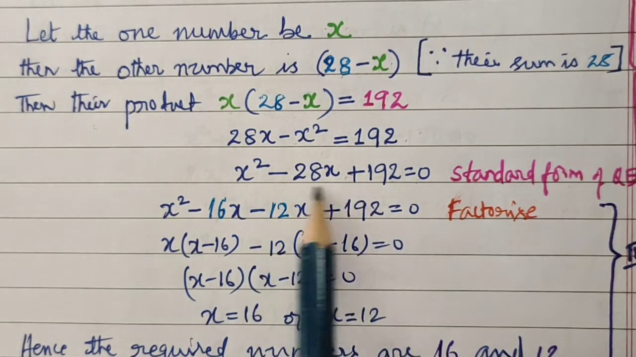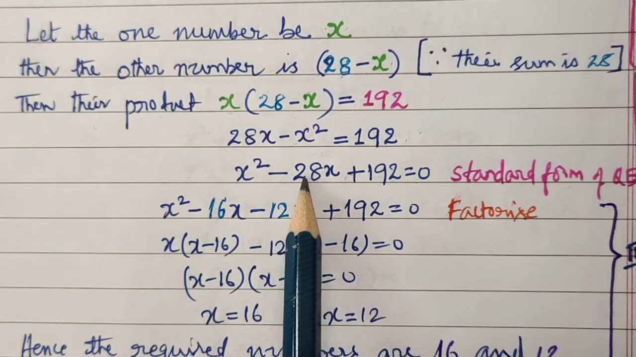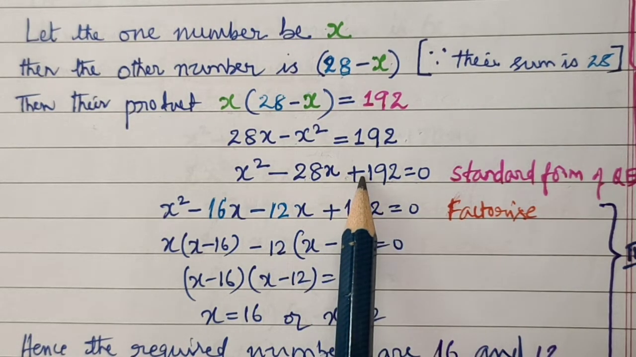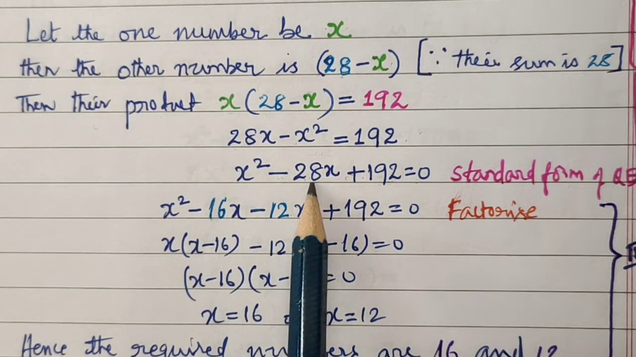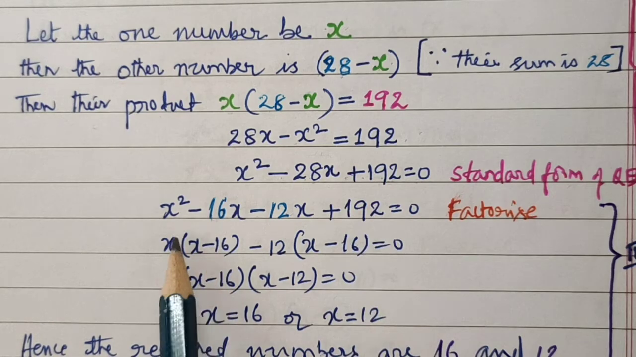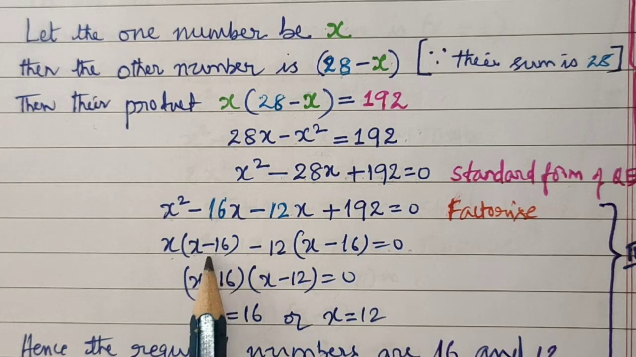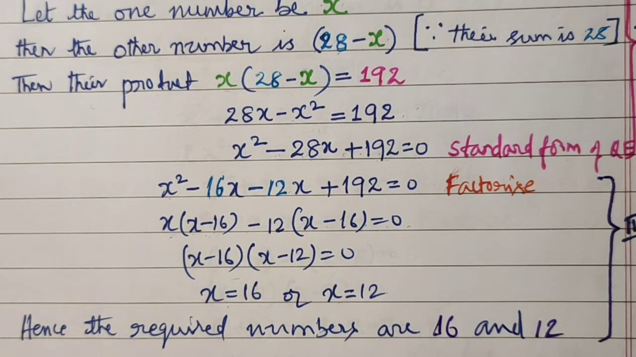Factorize this quadratic equation. For that we need to split this 28 into two parts, so that when you add you should get minus 28, when you multiply you should get 192. Because plus 192 is there, we need to take a minus and minus. Minus 16 minus 12 will give minus 28. When you multiply these two, we get 192. Take x common: x minus 16, minus 12, x minus 16 is equal to 0. Then take x minus 16 as common, left with x minus 12 is equal to 0. x is equal to 16 or x is equal to 12. Hence the required numbers are 12 and 16.